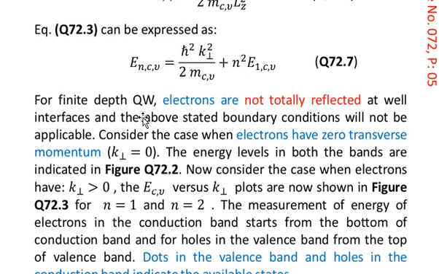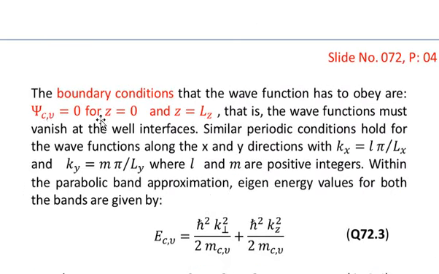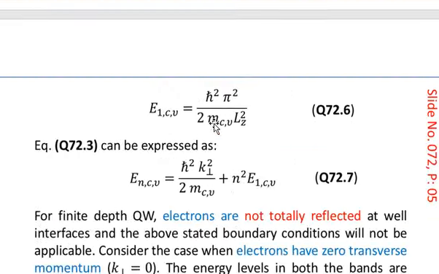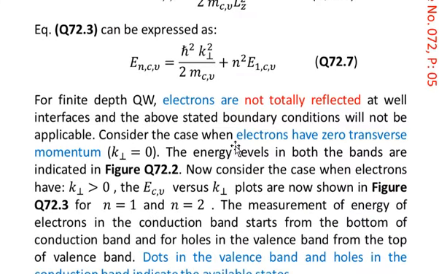For a finite depth quantum well, electrons are not totally reflected at well interfaces. So you see that the previous assumption that we made, that our wave function vanishes at z equal to 0 and z equal to Lz, we are not restricting to that now, because for a finite depth quantum well, electrons are not totally reflected at well interfaces, and the above stated boundary conditions will not be applicable.